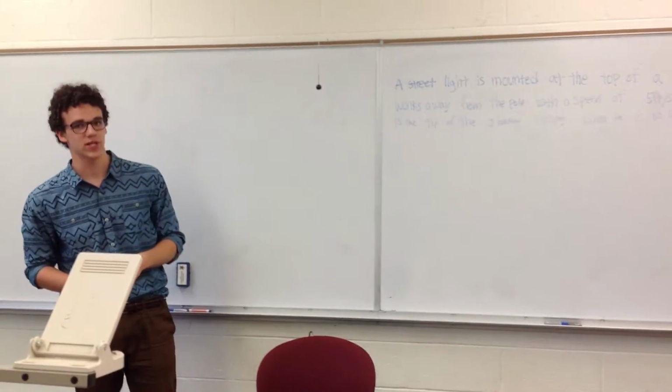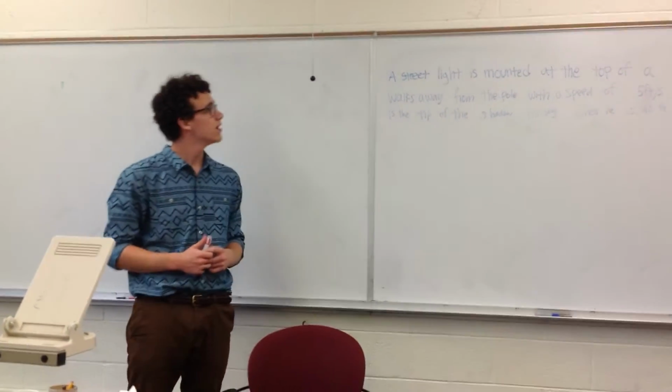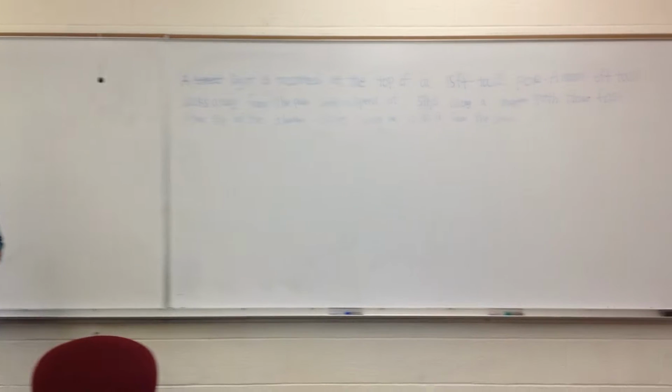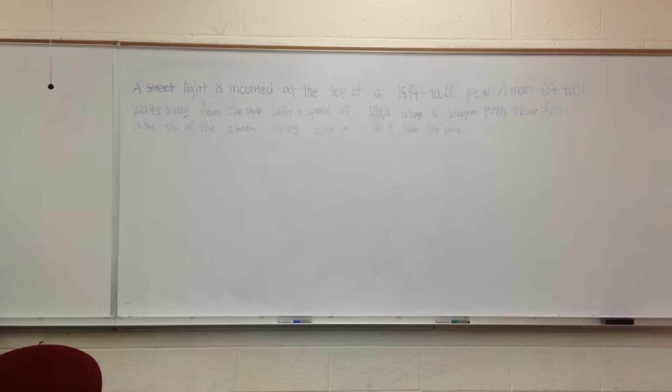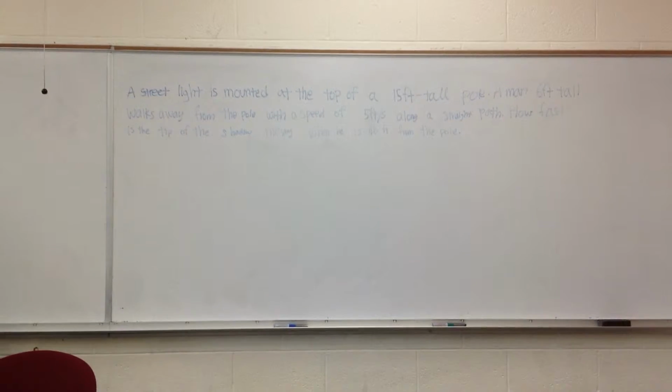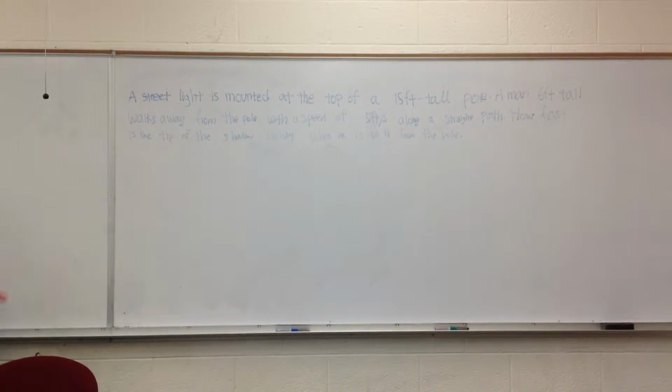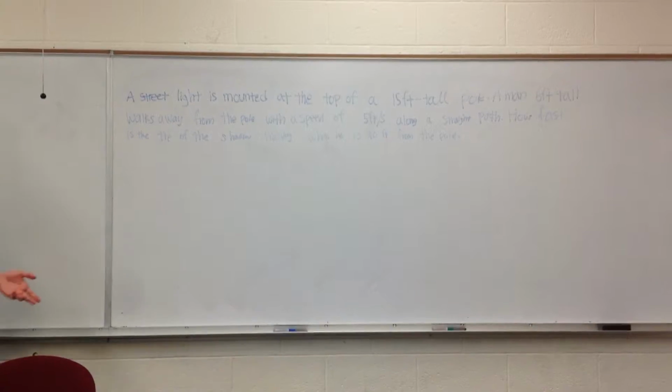So here we have a related rates problem, and I'll read it out. A street light is mounted at the top of a 15-foot tall pole, and a man 6 feet tall walks away from the pole with a speed of 5 feet per second along a straight path. How fast is the tip of the shadow moving when he is 40 feet from the pole?